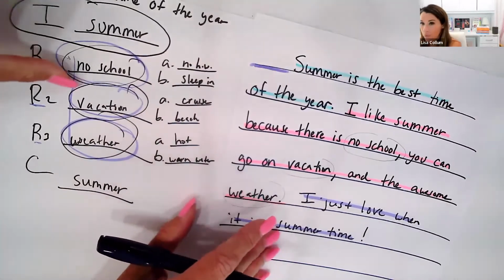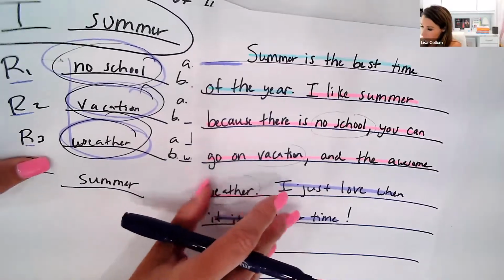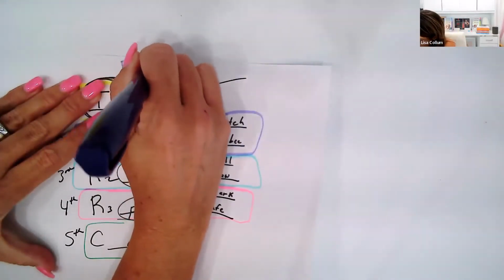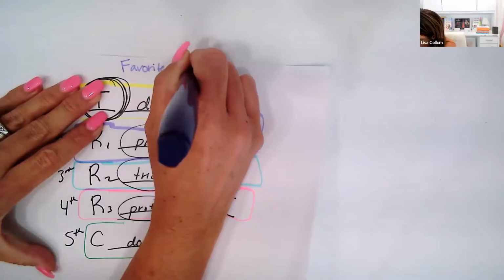Okay, let me show you one more example. I was talking about my favorite animal. Favorite animal, I picked dog.